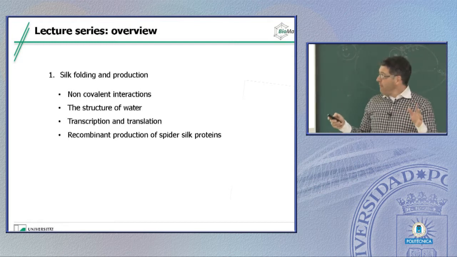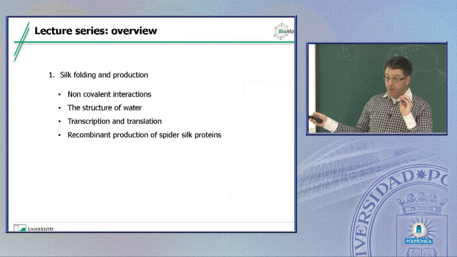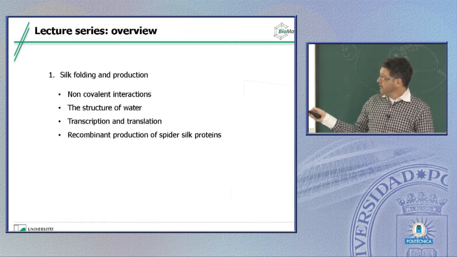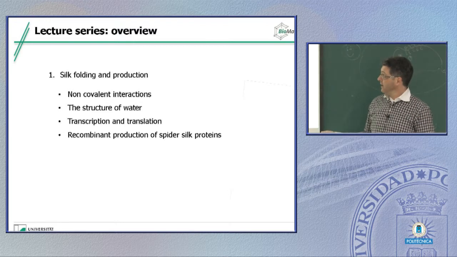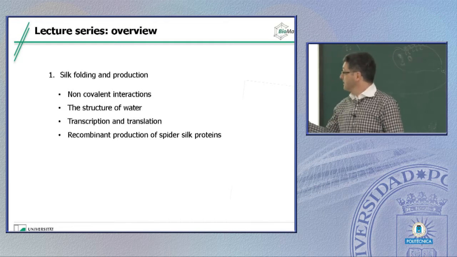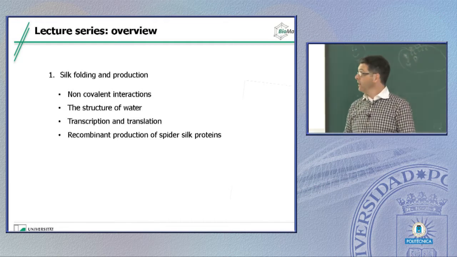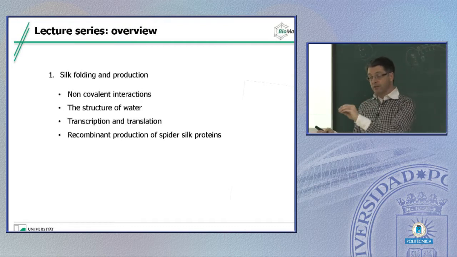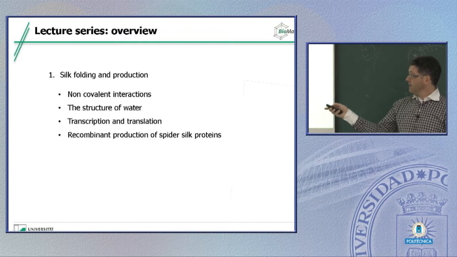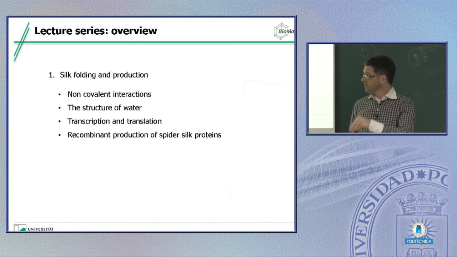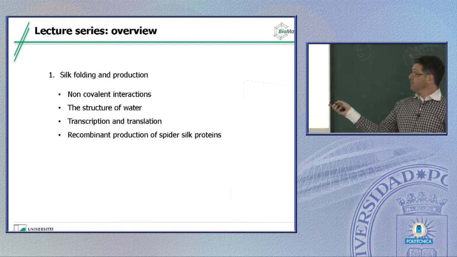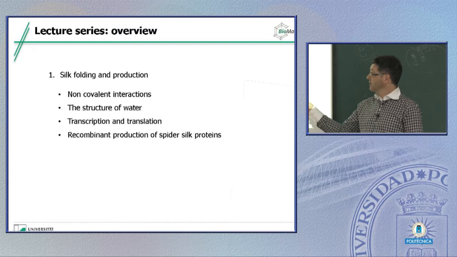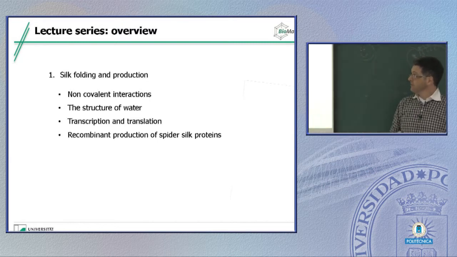Since probably you don't have that much of background in biology, I will give a very brief glance on what we call transcription and translation. So this is how proteins are made in nature. And then I will give you insights into how to recombinantly produce spider silk proteins. What does recombinant production mean? Well, we choose a host organism that we can manipulate. In our case, it will be bacteria, for instance. And we actually introduce the genetic information of a spider into such bacterium, and that bacterium will then produce silk proteins, and this is what we call recombinant production, and this will be the final part of today's lecture.